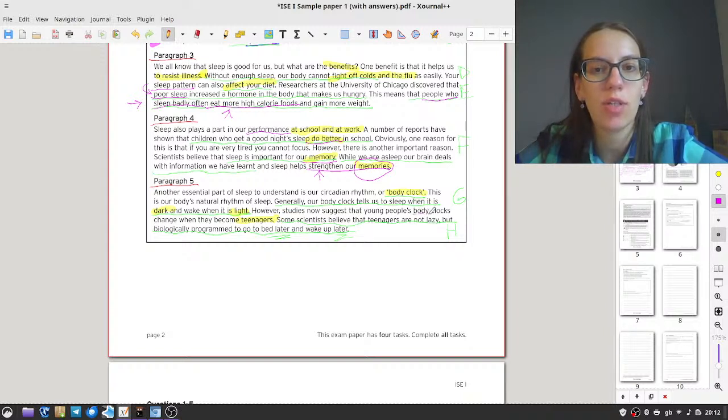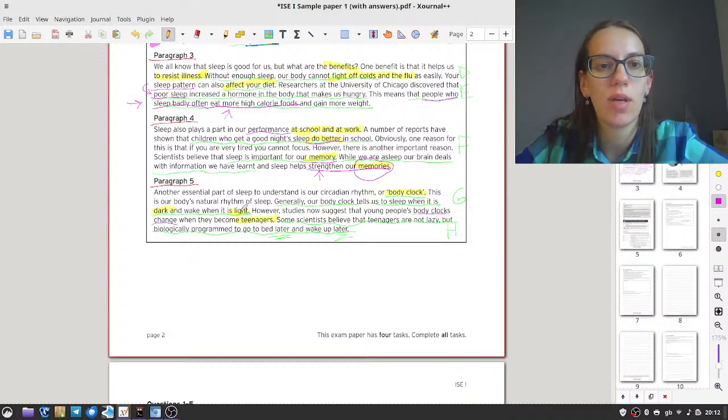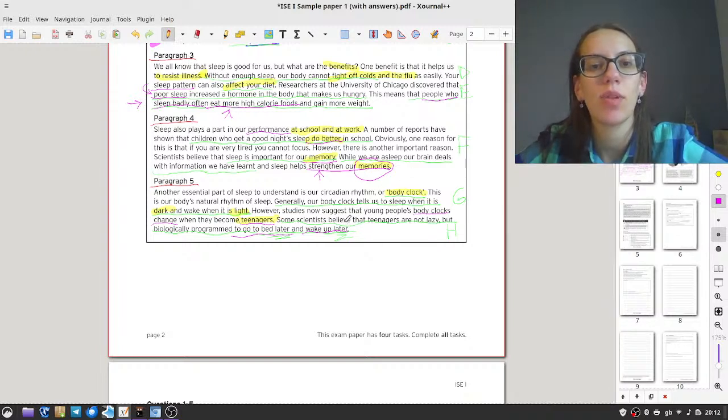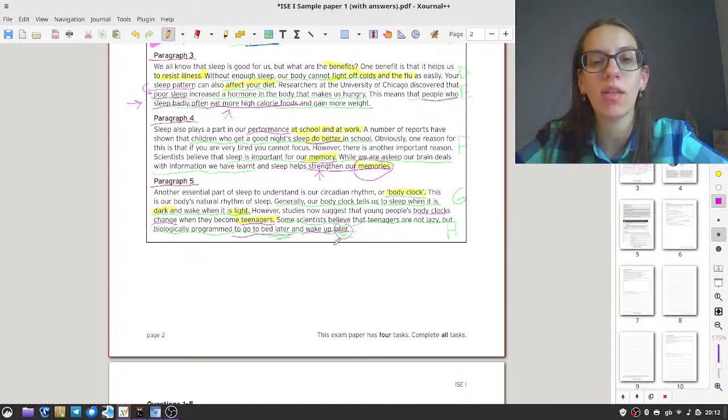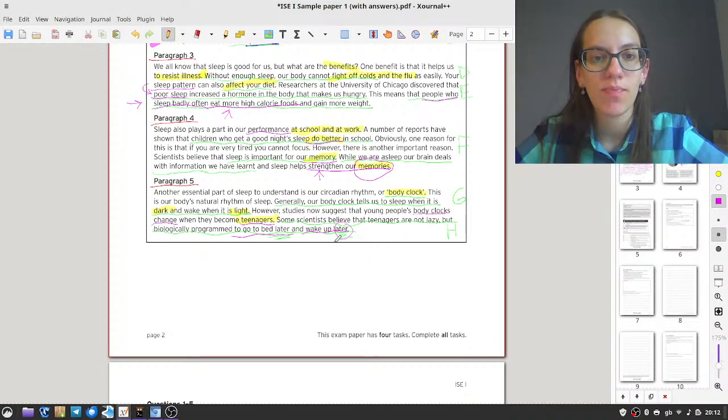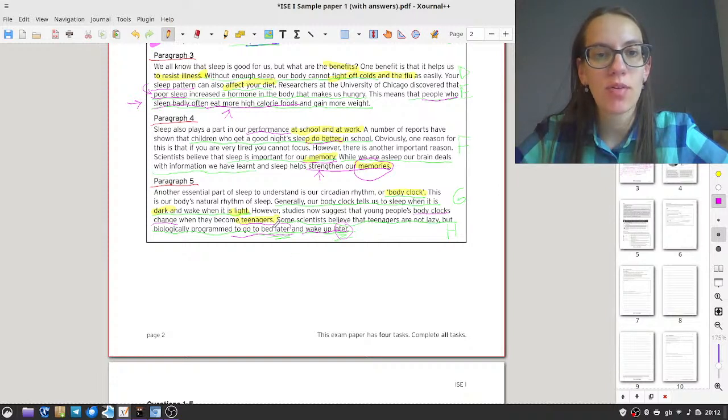That our body clocks change when we become teenagers, and that scientists believe teenagers are not lazy but biologically programmed to go to bed later and wake up later. Yeah, so later than what? Than who? Later than children. Later than before, later than when they were children, when they were younger, right? So this is our comparison.